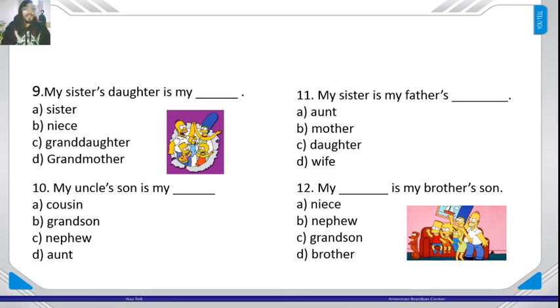So guys, put your attention in the number 9 and possessive case. Yeah, this is going to focus on possessive case and family vocabulary. So pay attention. Number 9. My sister's daughter is my sister, niece, granddaughter, grandmother. Which is the correct alternative? Pay attention. My sister's daughter is my sister, niece, granddaughter, grandmother.